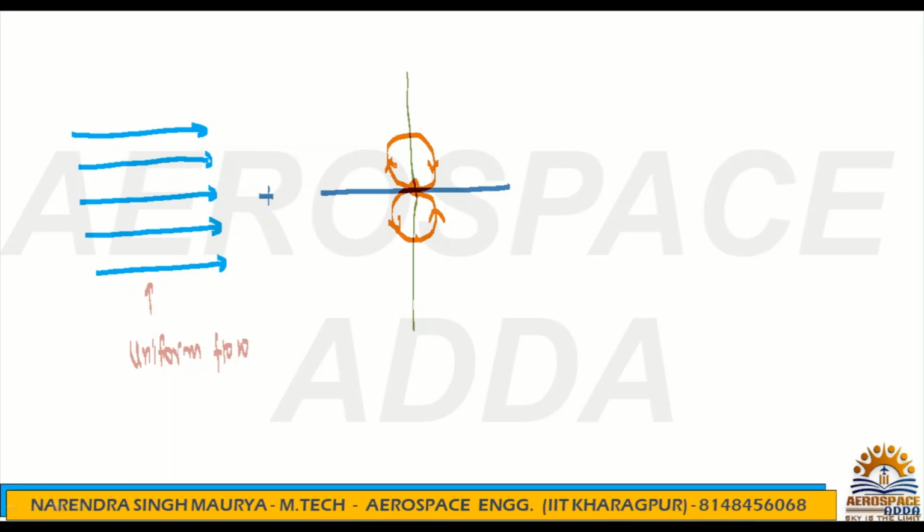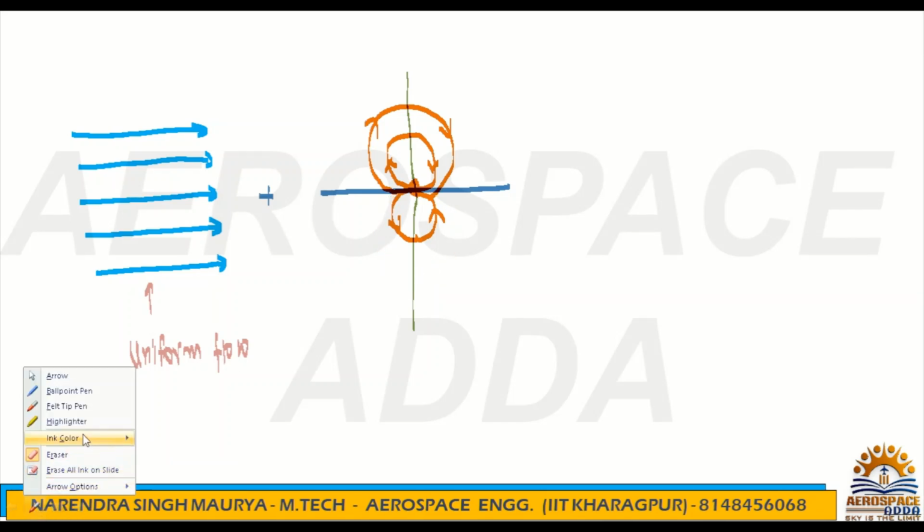Okay, so once you take the combination of uniform flow and doublet flow, this is nothing but doublet flow. So both source and sink are existing at the same point. You can say the source and sink distance approaches 0, hence almost it will exist at the same point. So this is nothing but doublet flow.